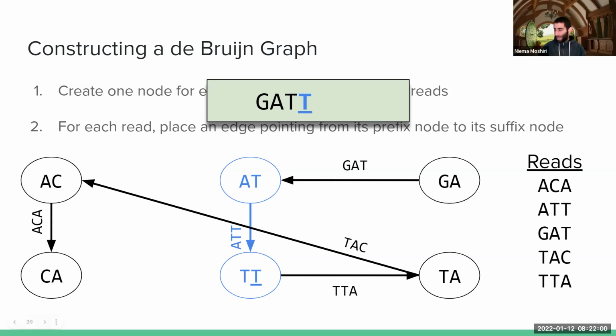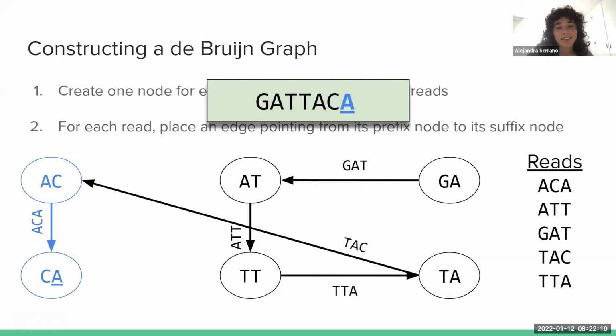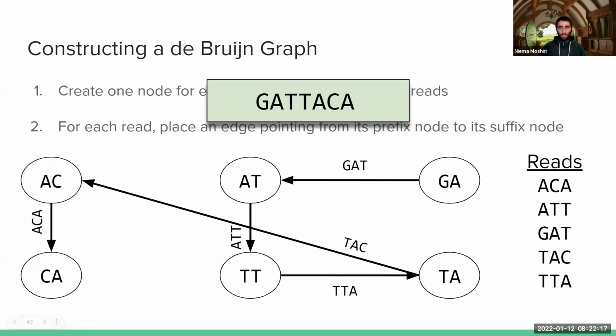Exactly. The next edge is TTA, but as you said, I already have the TT, so I just add the A at the end. Oh, and then you would just add the C and the A? Perfect. Exactly. And then now I don't have any more arrows that I can go by. So I'm done, and that is my genome sequence. And if you haven't seen it, this is actually a movie. It's called Gattaca. It's really good. So check it out.